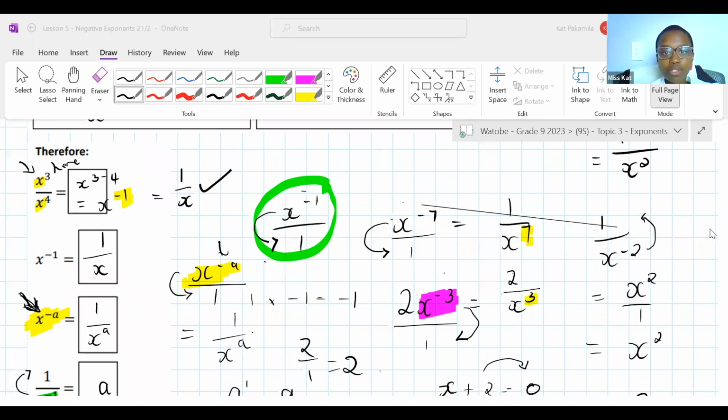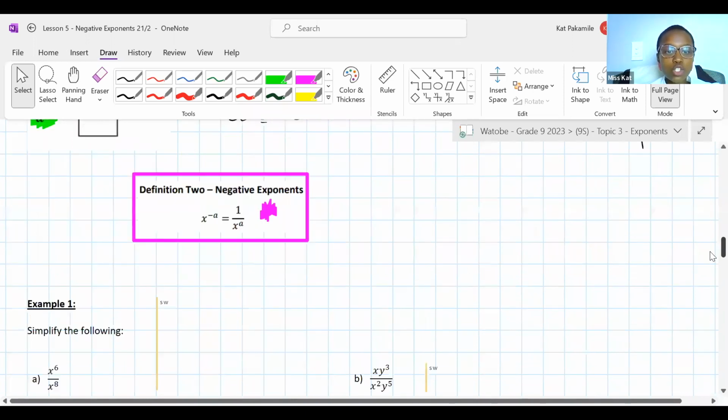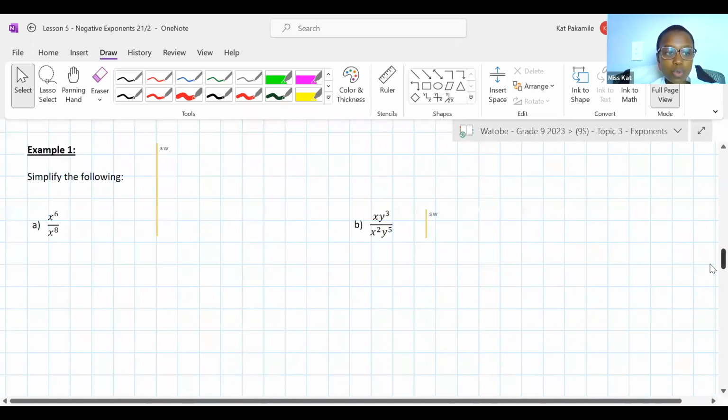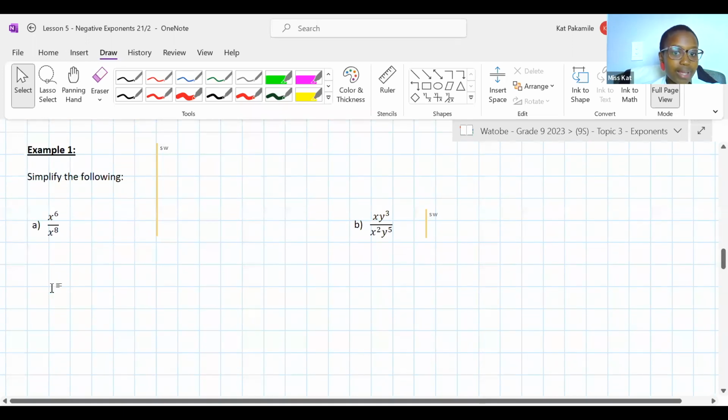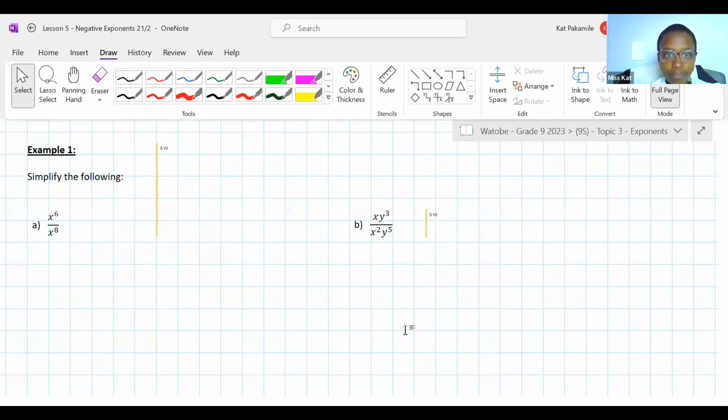Wonderful. It seems like most of us are understanding, so we can practice more. Let us simplify the following. Okay, example 1. Let's talk about example 1. I saw a hand shoot up. I'm hoping that hand is I want to do it with you. Let's do it together. Who have I not spoken to? Tammy. Hi, Tammy. It's your hand that just shot up.